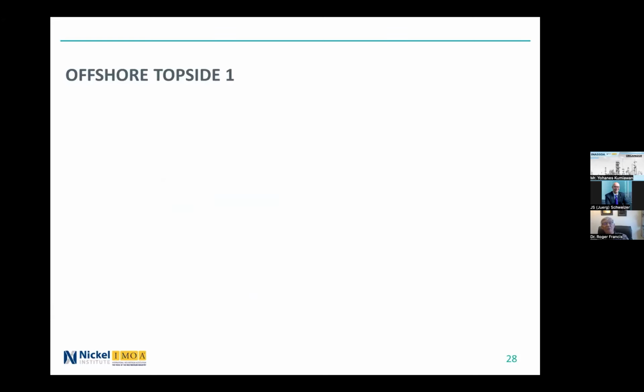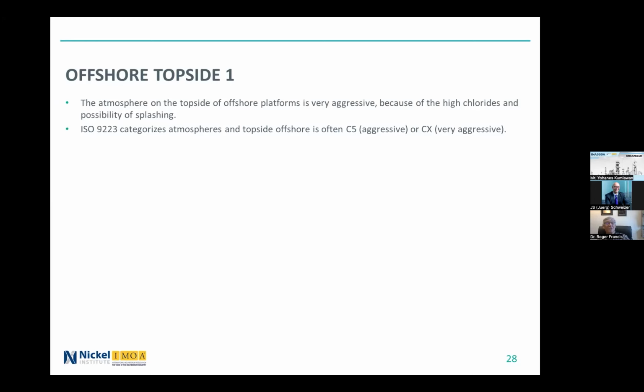So now I'm going to talk about topsides offshore, because on offshore platforms, the atmosphere there is very aggressive because of the high chlorides and the possibility of splashing, and in many cases, higher temperatures. So ISO 9223 categorizes atmospheres for corrosivity, and topside offshore is often C5 class, which is aggressive, or CX, which is very aggressive. Basically, it means it's off the scale.